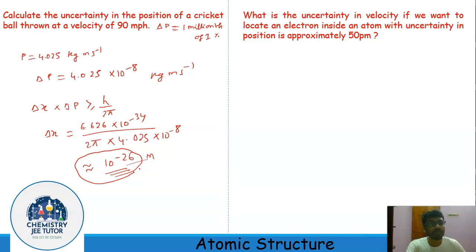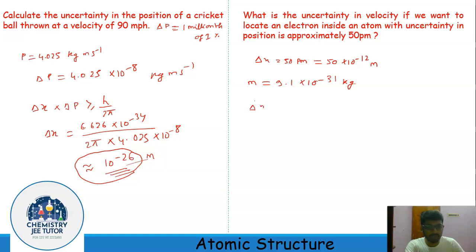Now let's see what happens to a subatomic particle like an electron. Here we want to calculate the uncertainty in velocity, if we want to locate an electron inside an atom with an uncertainty in position of approximately 50 picometers. So here my delta X is 50 picometers, or if we convert it to meters, 50 into 10 to the power minus 12 meters. Now we know that the mass of an electron is 9.1 into 10 to the power minus 31 kg. We want to calculate delta V.